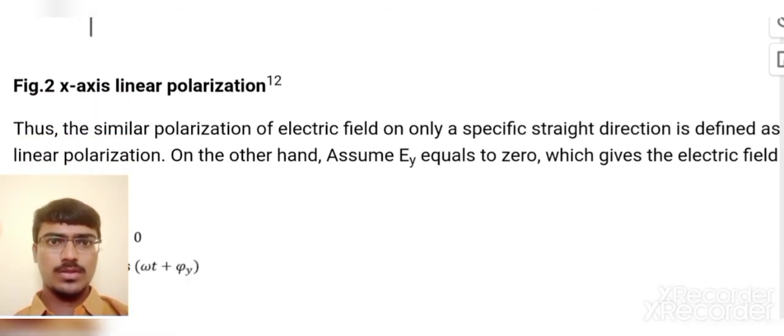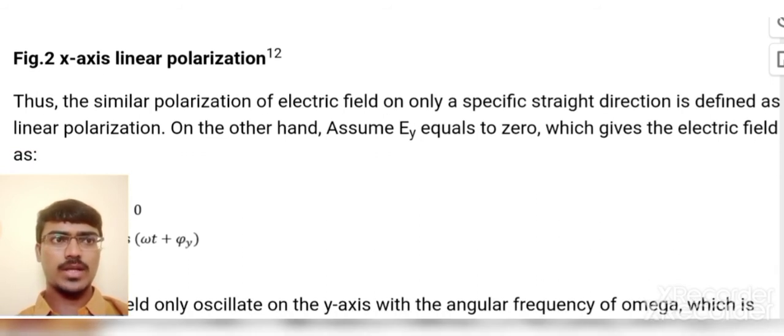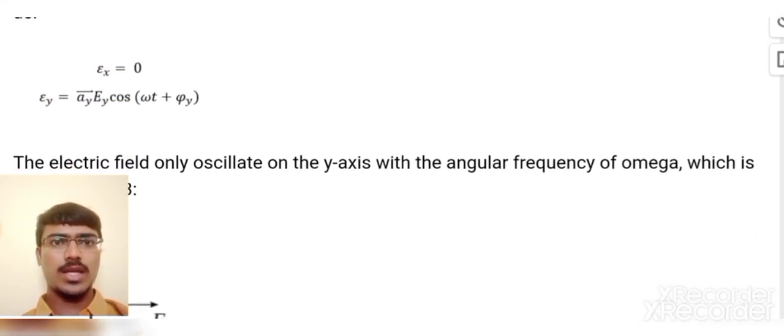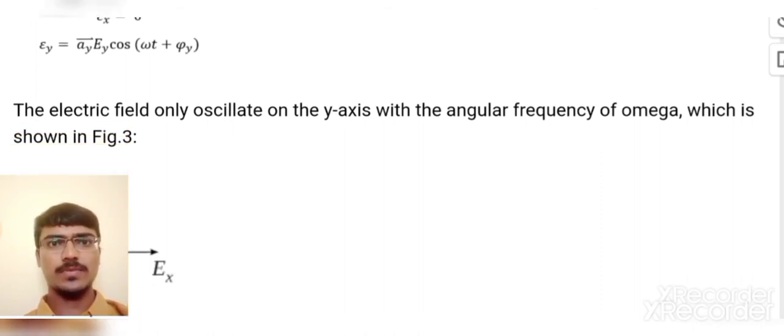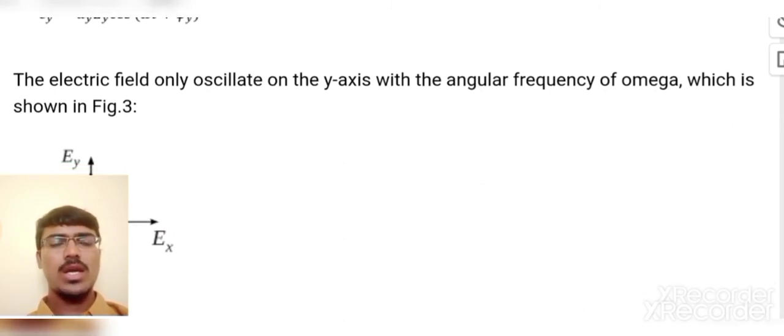X-axis linear polarization. Thus, the polarization of the electromagnetic wave in only a specific straight direction is defined as linear polarization. On the other hand, when Ex is equal to 0, the electric field is Ey equal to Ey cos(omega t plus phi y) in the direction of Ay bar. The electromagnetic field only oscillates in the y-axis with the angular frequency omega, which is shown in the figure.